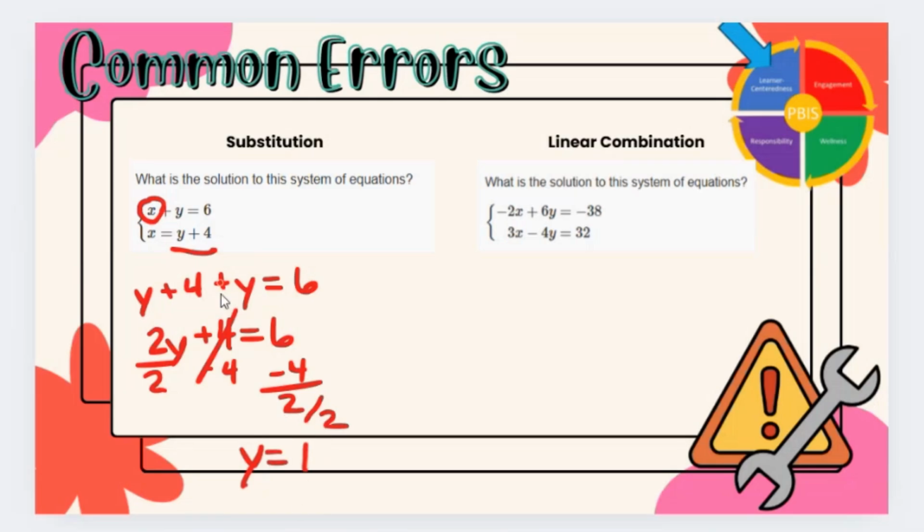All right, so now once you know what y is, I can go back and I can solve for x. So I'm going to look at this second equation here, because it already just says x equals. So x equals, instead of writing y, I'll write 1, because I know that's what y is, plus 4. So x has to be 5, because 1 plus 4 is 5.